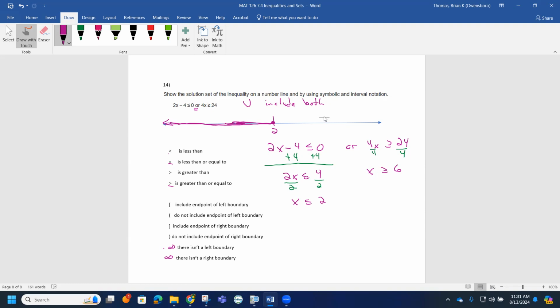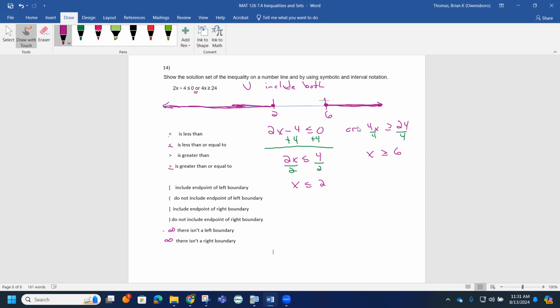So 6 is going to be to the right of 2. So if I put that on the number line, we have that. And notice how we would close that because we include the 6 and we'd be going to the right of that. So our solution would look like that. So as an inequality, we would say x is less than or equal to 2, or x is greater than or equal to 6 would be our solution.